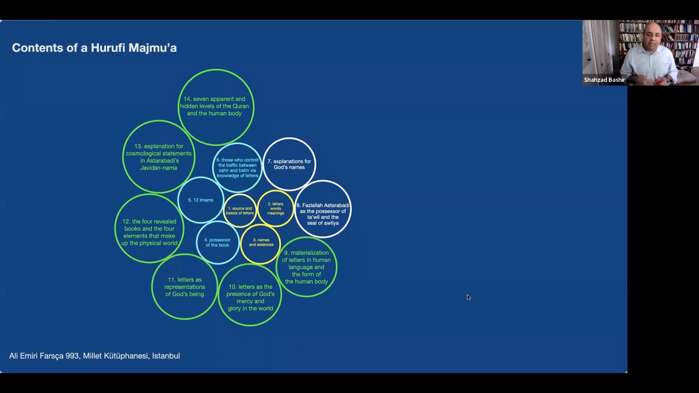Then it also connects to a different aspect of thinking about the cosmos, which is that the world consists of God's mercy and glory and how the letters are connected to it. Then it talks about God's essence and how the letters are connected there. The four revealed books, ending up with the Quran, are actually the same thing as the four elements that make up the world. So the Quran is, for example, comparable to the earth. And then a very complicated theory is provided about how the number four connects the physicalized world we might experience and the intellectual world that we apprehend through language. The cosmological statements from Astarabadi's Javidan Name are also discussed.